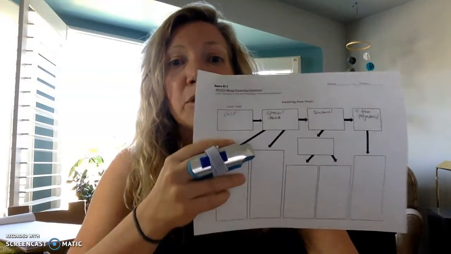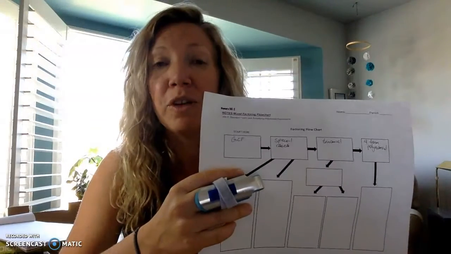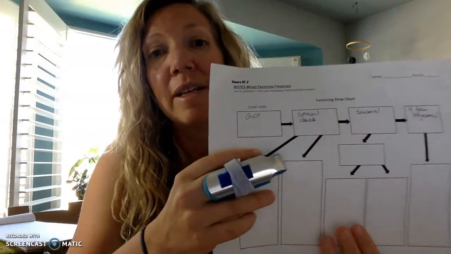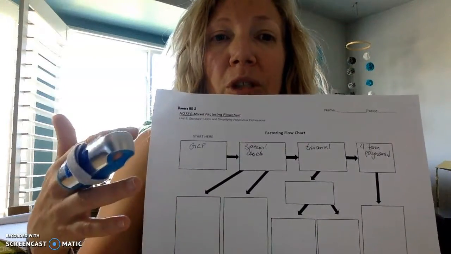So what I've done is I've noticed that students sometimes struggle with what they're supposed to do and when they're supposed to do it. So I've developed this flow chart where you can use this to figure out, when you're given a polynomial, what exactly you're supposed to do, which method you're supposed to use. Okay, so you don't need to write this down right now because you're going to watch a video and see what to fill out in each box. But I just want to show you how to use it.